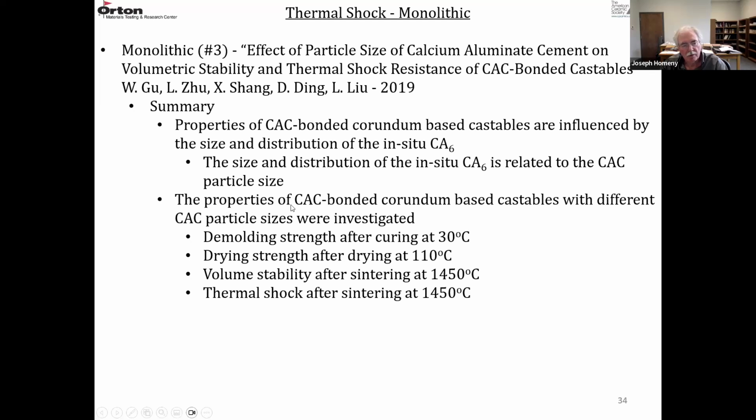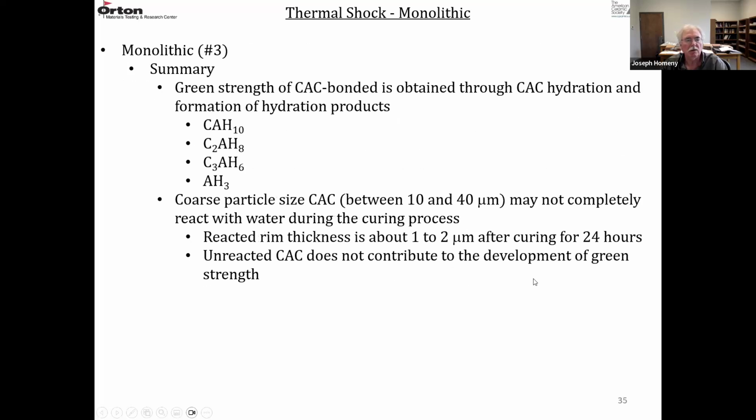So they looked at properties of CAC bonded corundum based castables with different CAC particle sizes. They looked at the demolding strength after curing at 30 degrees C, the drying strength after drying at 110 degrees C, the volume stability, and the thermal shock after sintering at 1450 degrees C. So it's basically an alumina aggregate with a CAC cement matrix. The green strength of CAC bonded materials is obtained by hydration.